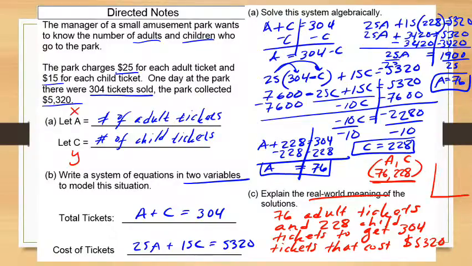If I was to graph both of these lines, that's where they would intersect, and that is what I would call the solution. So that's it for our notes. Hopefully tomorrow you're ready to do some more of these on your own.